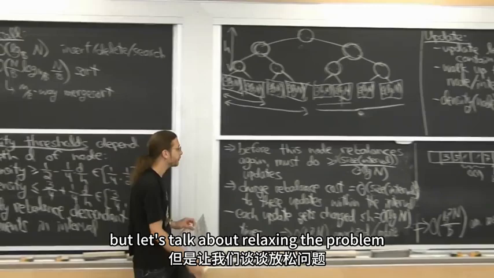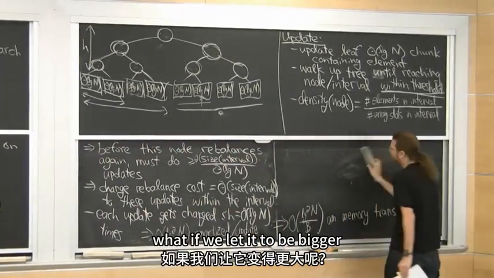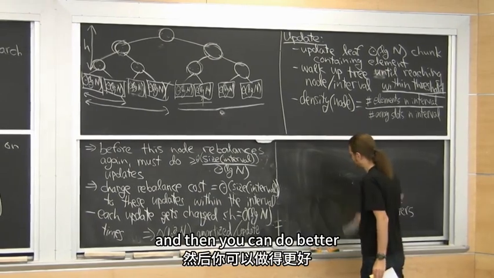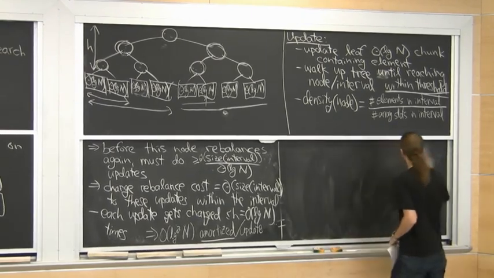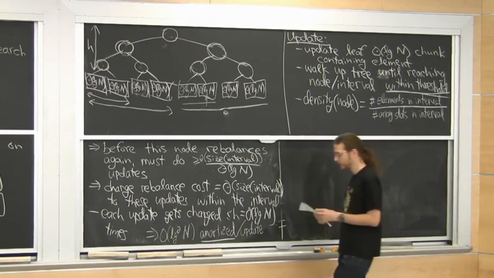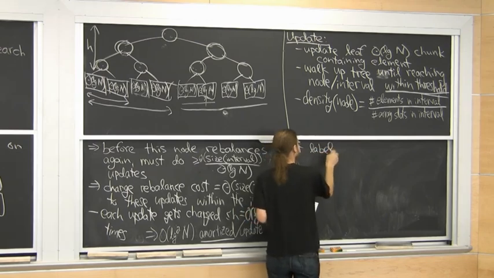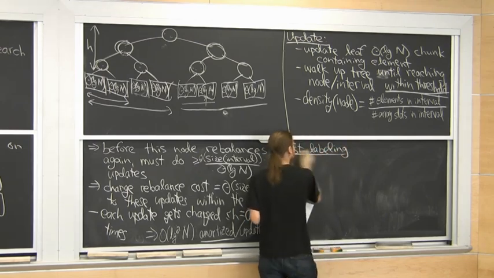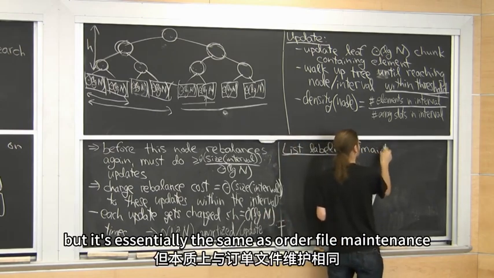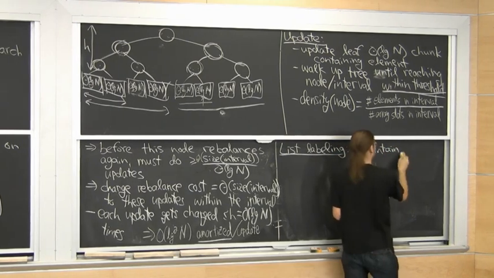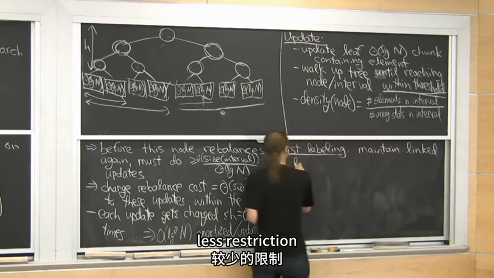But let's talk about relaxing the problem. So instead of saying the array has to be linear size, what if we let it be bigger? And then you can do better. And this is a problem called list labeling. So I'm going to rephrase it, but it's essentially the same as ordered file maintenance. It's a little bit less restrictive.